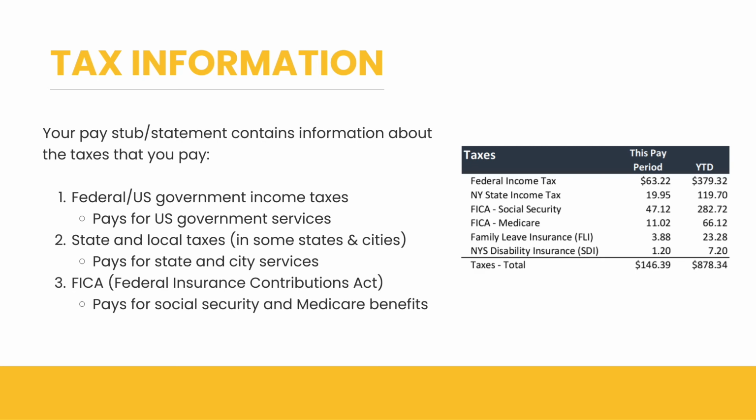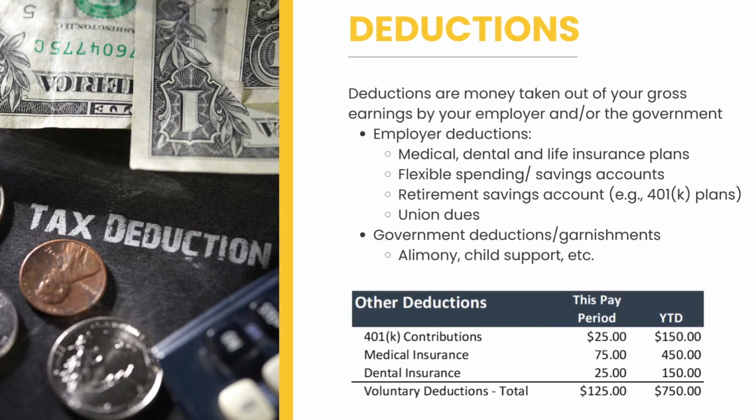Now let's look at that last category that we talked about for your pay stub and pay statement, these deductions. Like with taxes, there are many types of deductions or other things removed from your paycheck, and the specific types of deductions are different between employers and companies. In general, there are two main types.